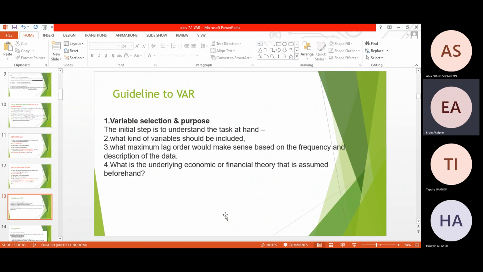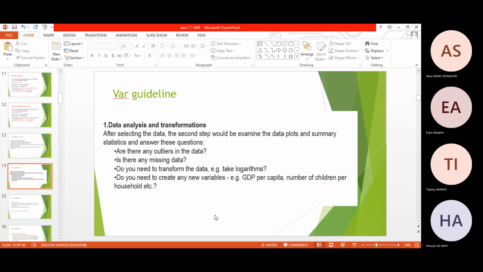The guideline to the VAR: variable selection and the purpose. The initial step is to understand the task and the end goal. What kind of variables should be included, what maximum lag order would make sense based on the frequency and description of the data, and what is the underlying economic and financial theory that is assumed beforehand. The guideline then goes to the first data analysis and the transformations.